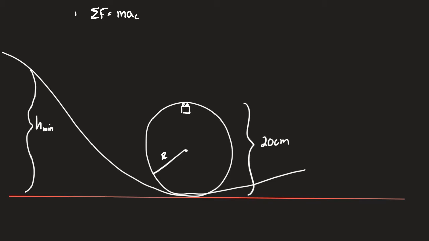So this is condition number 1. And condition number 2, hopefully you all saw this, is going to be mgh min is going to be equal to 1/2 mv squared plus mg times 2r. We're assuming that the loop starts at the ground. Does that make sense to everybody? Or any question about that?